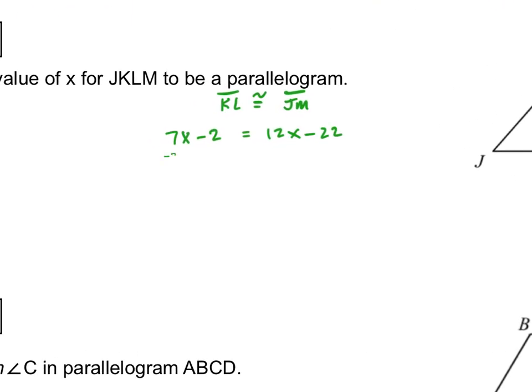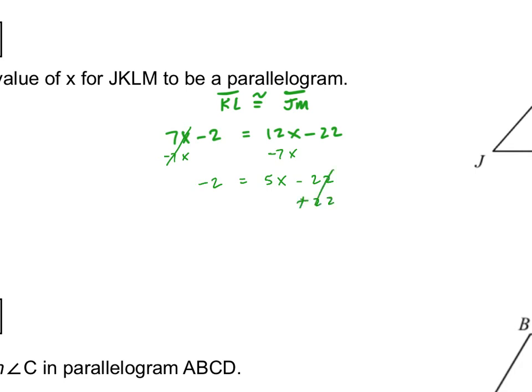So I'm going to go ahead and subtract x on both sides to get my variables together. 7 minus 7 becomes 0. Go ahead and bring my negative 2 down. And 12x minus 7x is going to be 5x. I'm going to bring down my negative 22. And continuing to combine like terms, I'm going to add 22 to both sides.